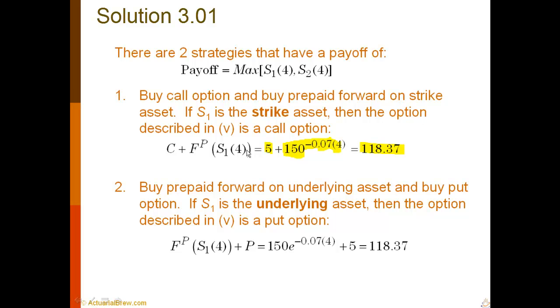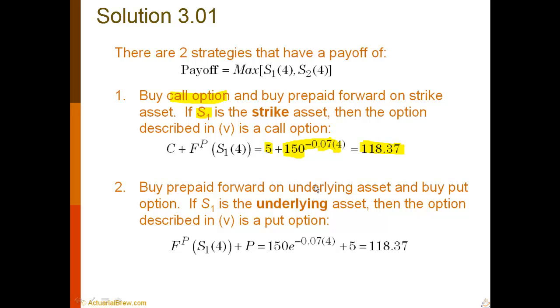Another approach would be to remember that if I have the call option and I also have the prepaid forward price of the strike asset, then the payoff is going to be the maximum of the value of the strike asset and the value of the underlying asset. If the option described in the question is in fact a call option, then what is the strike asset? Well, the strike asset is the thing that we would give up when we have a call option. So one share of stock 1 is the strike asset. And we know that the prepaid forward price of one share of stock 1 is this amount here, and we also know the value of that call option is 5, so we just add them together to answer this question.